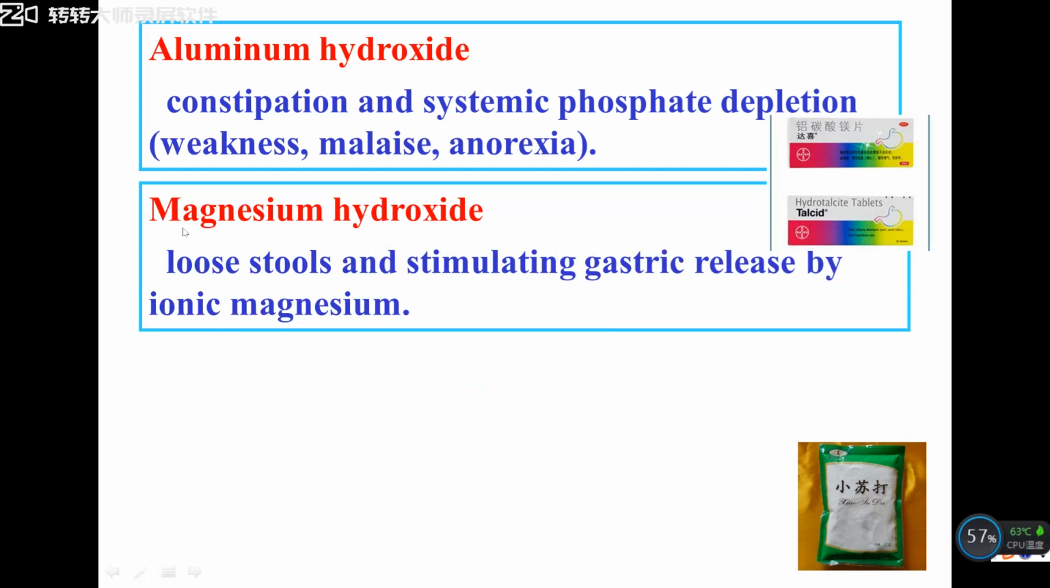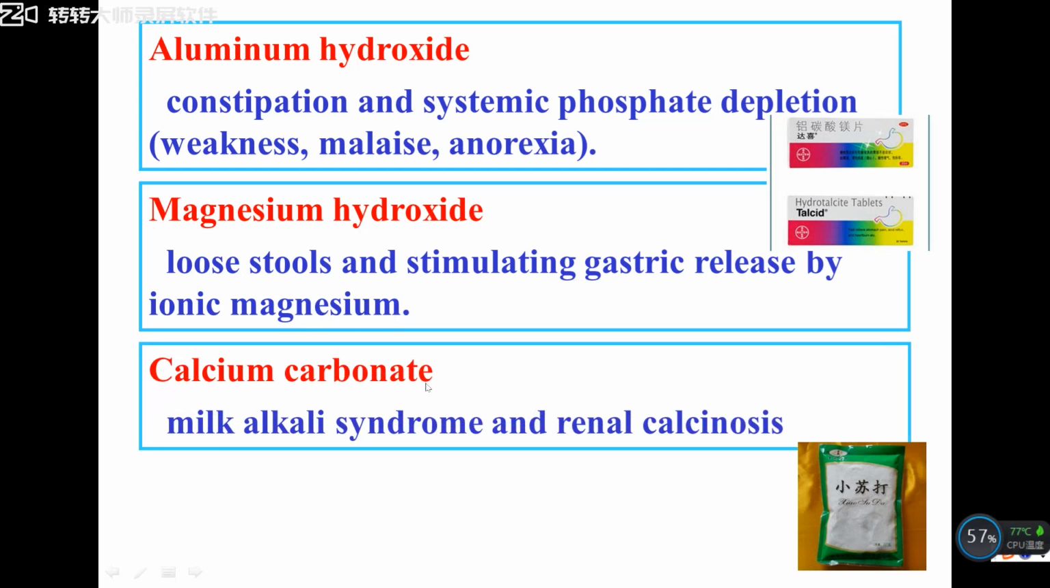The second drug, magnesium hydroxide, is used to treat gastric ulcer. It has some other adverse effects, such as loose stools and stimulating gastric release by inorganic magnesium. Number 3, calcium carbonate, neutralizes gastric acid and is used to treat gastric ulcer, but is rarely used because of some other adverse effects, such as milk-alkali syndrome and renal calcinosis.